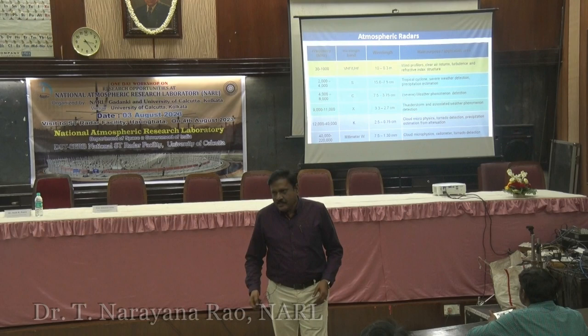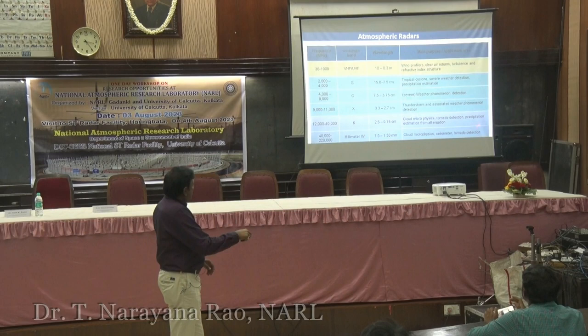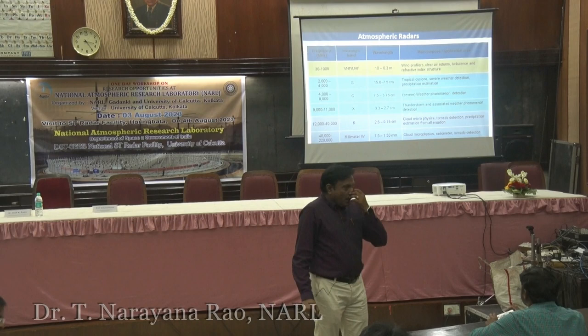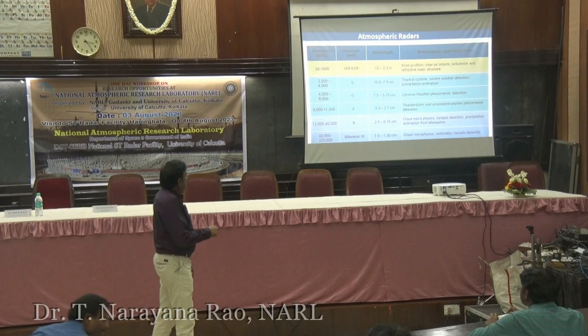There is another group of radars. They operate at S, C and X band frequencies. They are all Doppler weather radars. So the function of the Doppler weather radars is different. And then there is another type of radars, very high frequency radars, K band and millimeter wavelength. So they are all for studying clouds. So they are all atmospheric radars, if you divide them into three groups. This is the group we are now discussing.